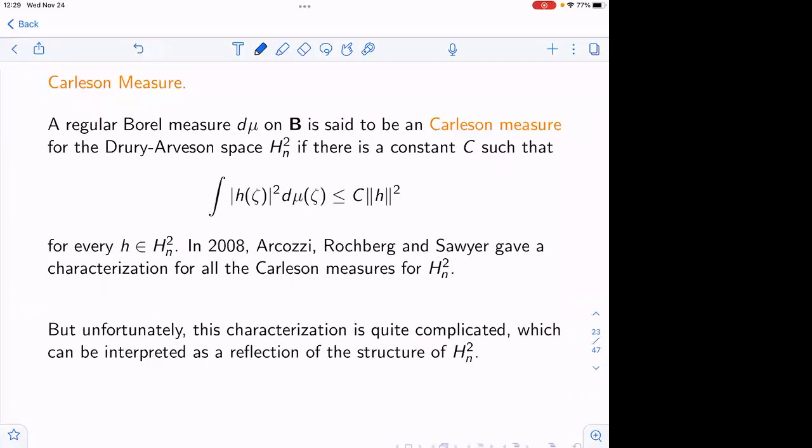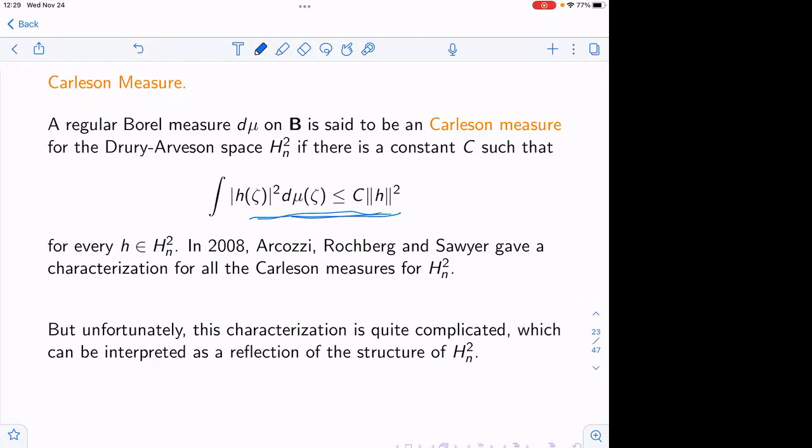So there's the question of the causal measure for the Drury-Arveson space. First of all, this is the definition for causal measure for Drury-Arveson space. When Causal introduced his measure, I think it was 1962, it was defined in terms of the behavior of the measure on sets. But nowadays, usually the term causal measure actually means, so it depends on your starting point.